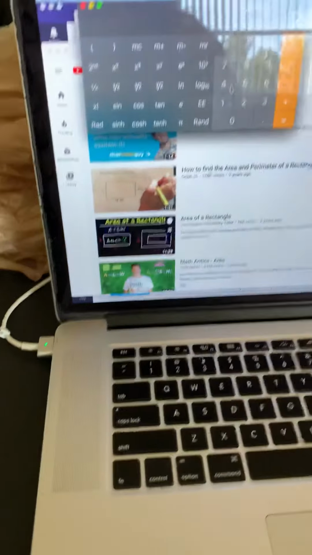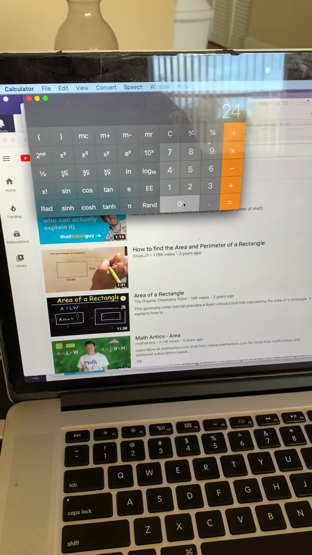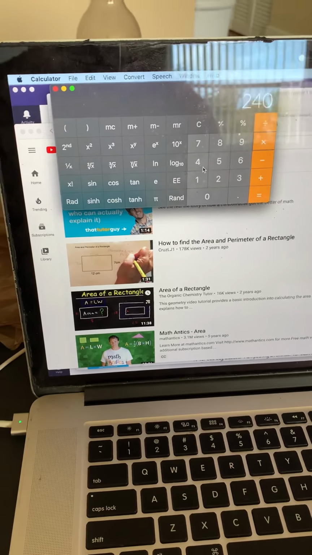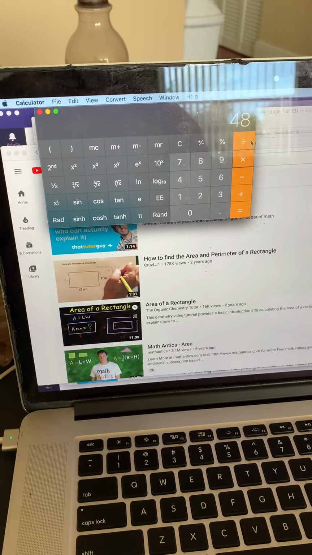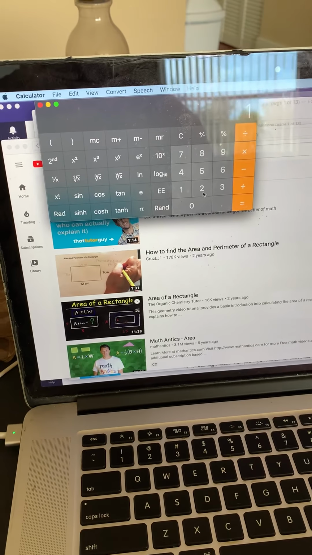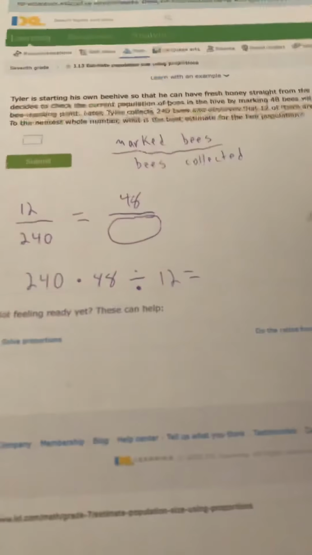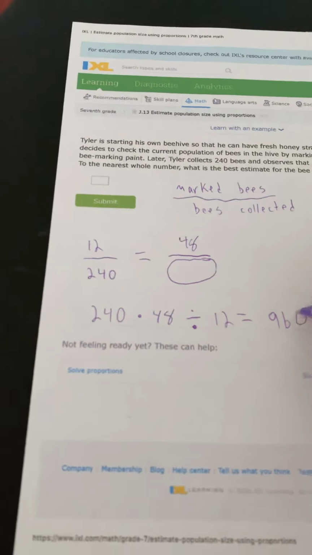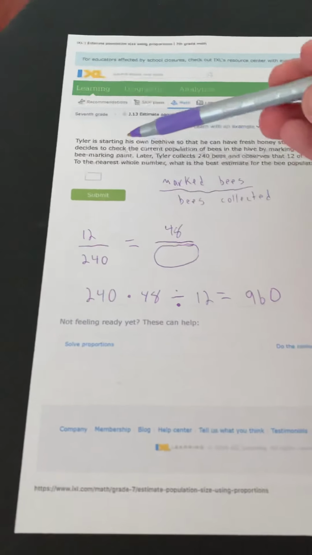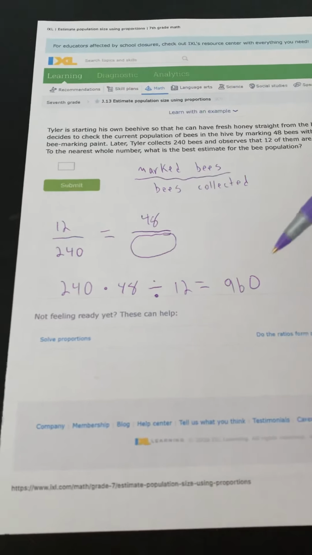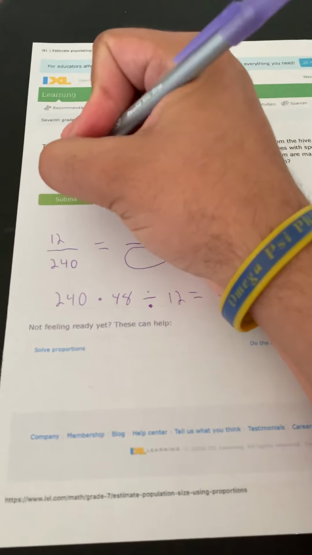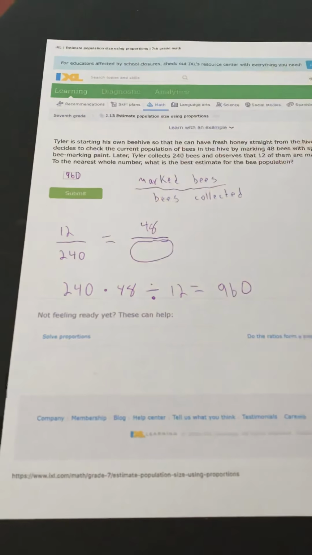So let's go over to our handy dandy calculator. So we got 240 times 48 divided by 12. And that is 960. So our answer is going to be 960. And it says to the nearest whole number. So this is already a whole number, so we don't need to round. So our answer is 960.